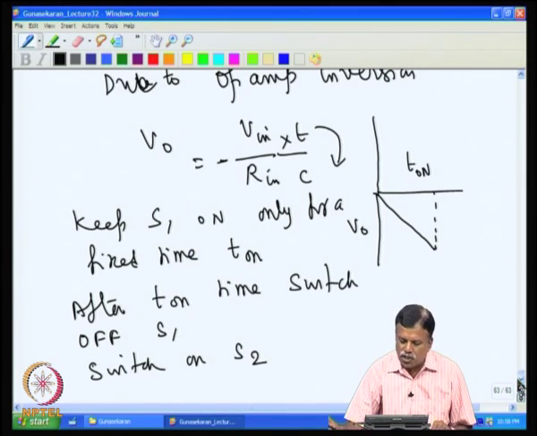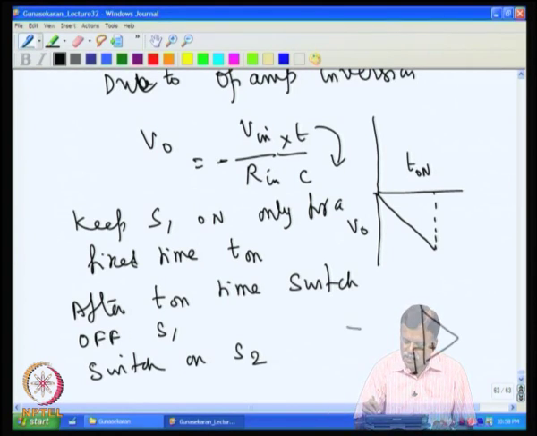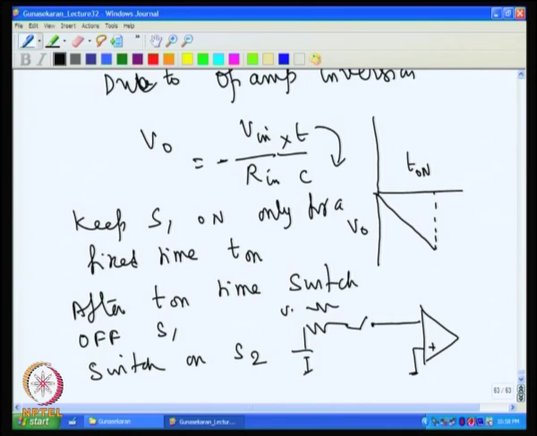Once S1 is switched off, the charging stops. In our circuit, S1 on charges through the V input, and the V reference is connected through S2, with the capacitor connected here. When S2 is on and S1 is off, a minus fixed voltage V R is given. Now you will have a current through R reference, and that current will be opposite to the original current.